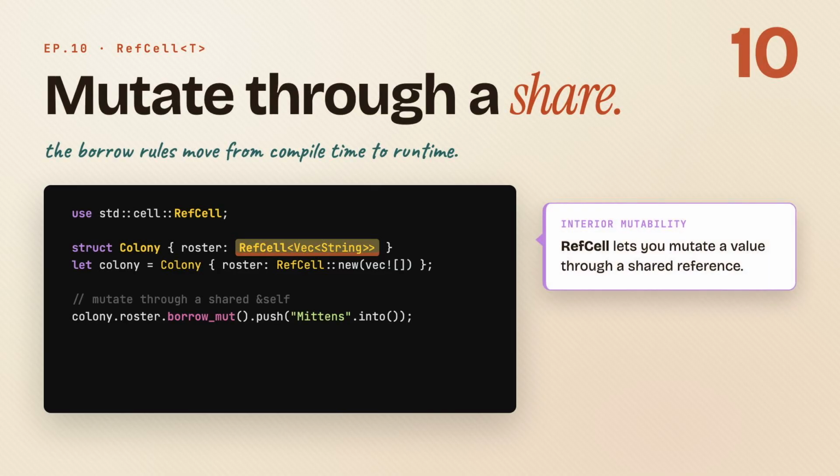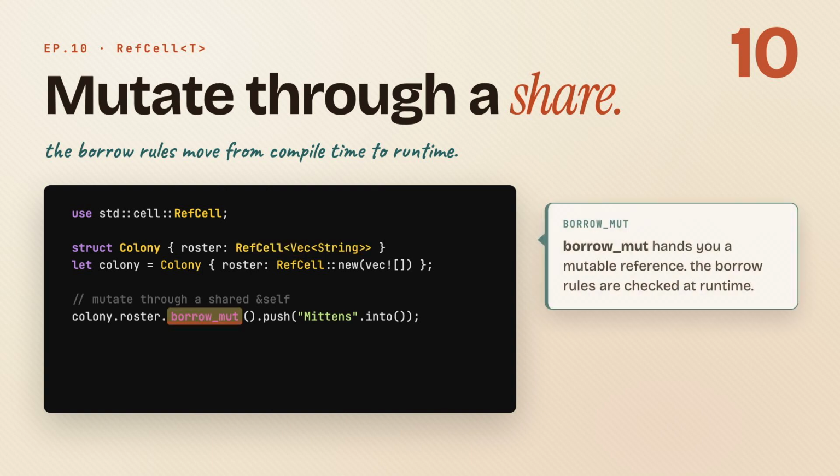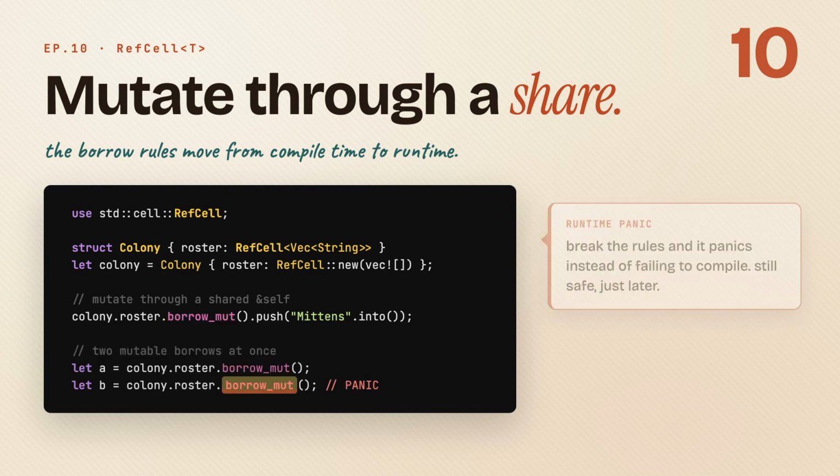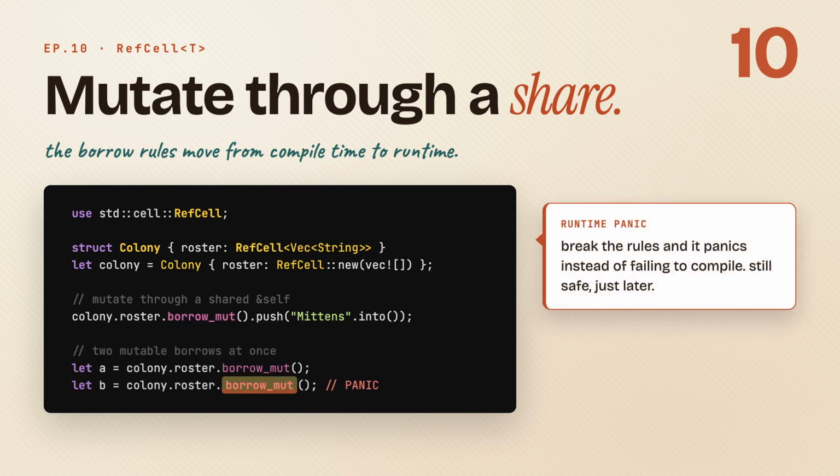RefCell lets you change a value through a shared reference, something the compiler normally doesn't let you do. So borrow_mut hands you a mutable reference, but the borrow rules are still enforced, just at runtime now. Ask for two mutable borrows at once and it panics. Instead of refusing to compile, it fails at runtime.